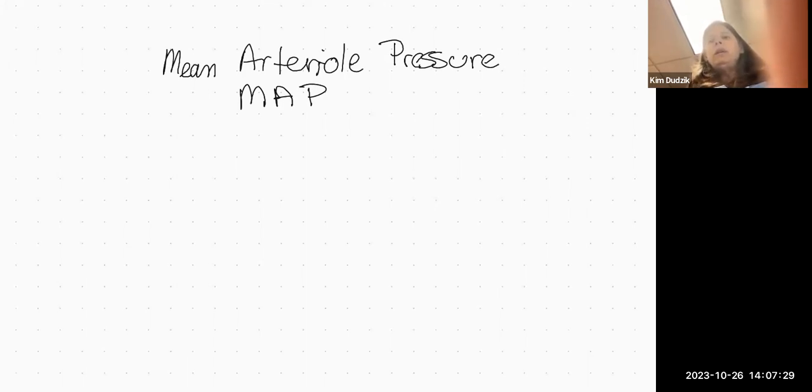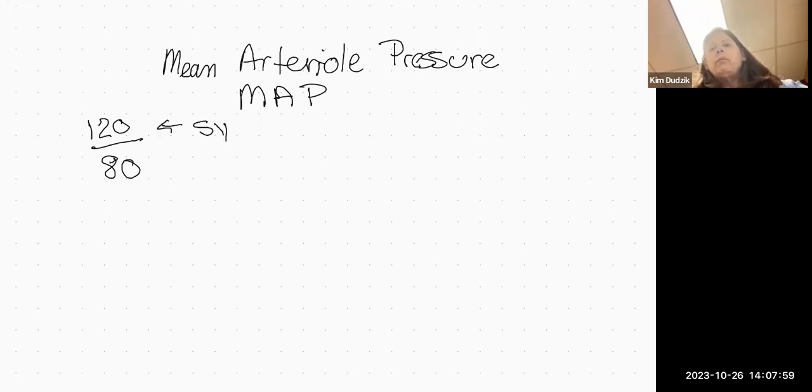Usually the mean means average. It's not a simple average, and that's because of the way the heart acts. Remember, pressure, most of it comes from the forces of the heart, right? And so when you're given a blood pressure, let's say our blood pressure is 120 over 80, remember that the top number is the systolic pressure, and the bottom number is the diastolic pressure.